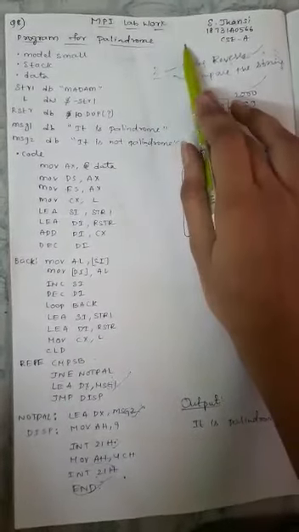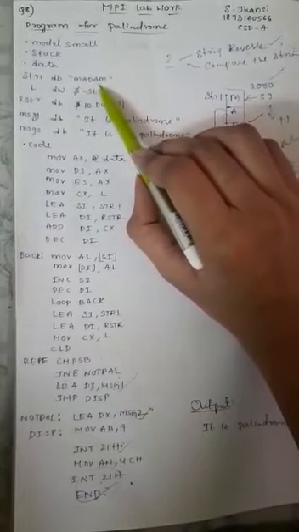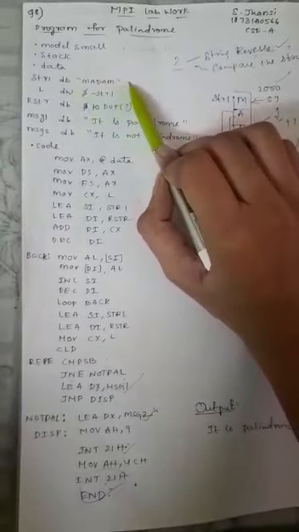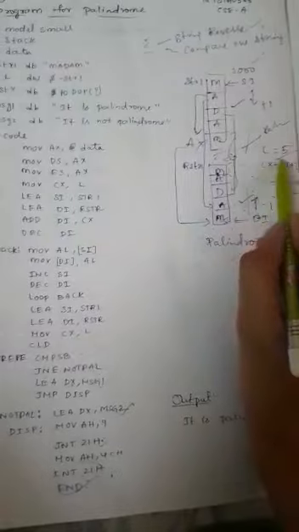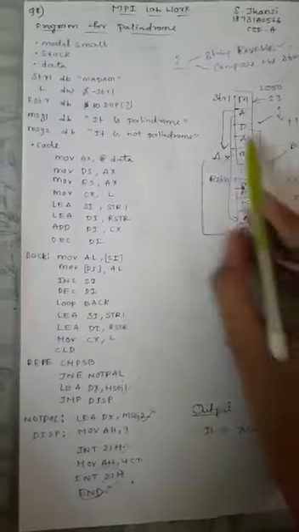let us consider the data segment. In the data segment, first declare the string 1. Here we declare the string madam to check whether this given string is a palindrome or not, and here the length of the string madam is L equal to 5.